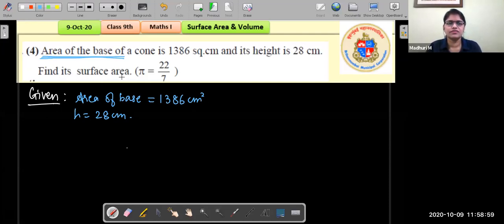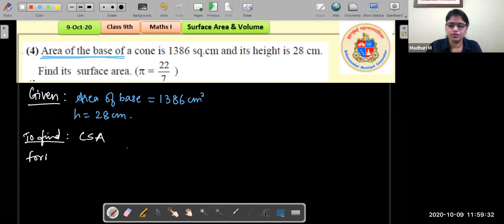Okay, find its surface area. When it is not mentioned whether it is a curved surface area or a total surface area, what should we find? The surface area that we are asked for over here, we will find the curved surface area. For total surface area, it will be clearly mentioned to find the total surface area. So what are we asked to find? To find its surface area, that is pi rl. Okay, we have to find the curved surface area here.